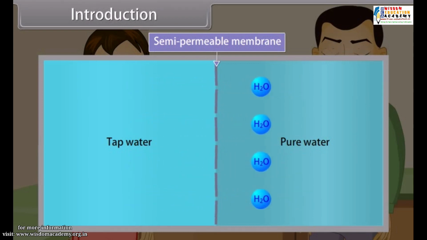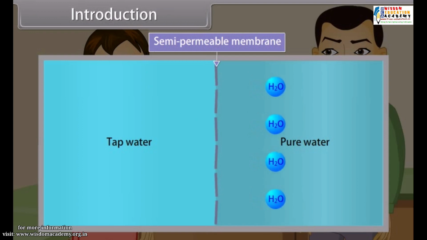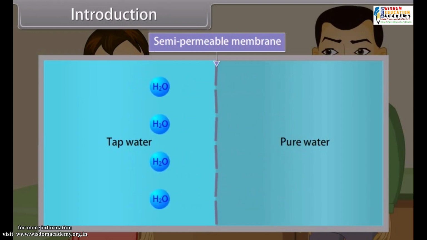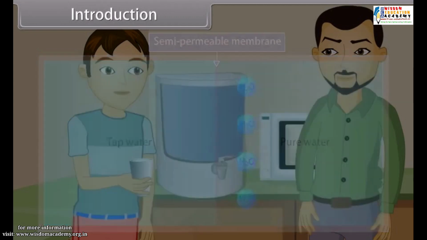RO purifier has a semi-permeable membrane, which allows only water molecules to pass through it, and other molecules cannot pass through the semi-permeable membrane. The tap water acts as a solution and pure water acts as a solvent. The membrane allows only solvent molecules to pass through it.